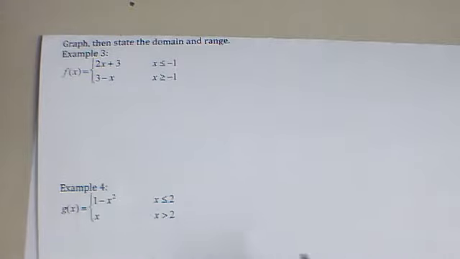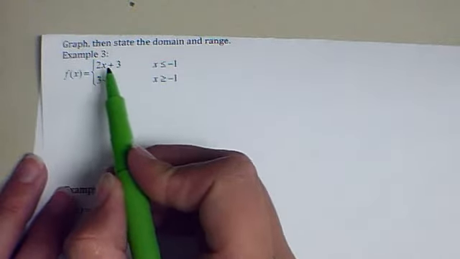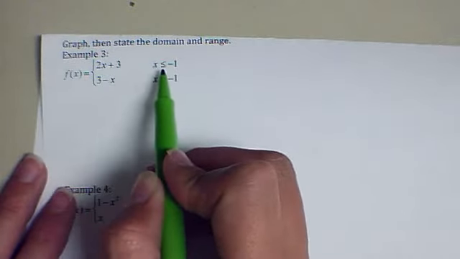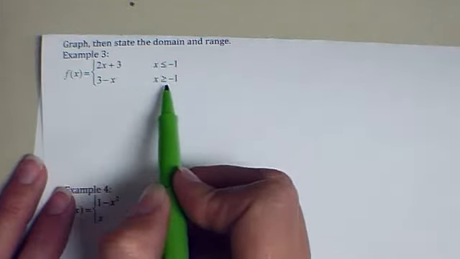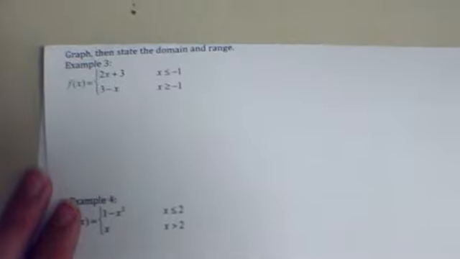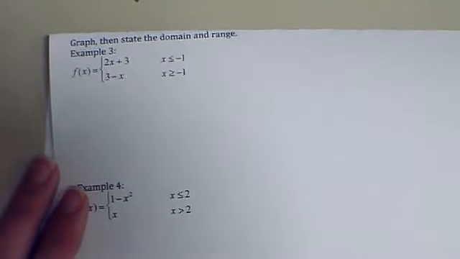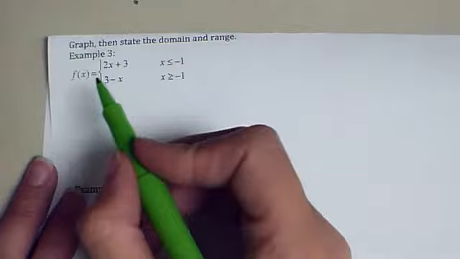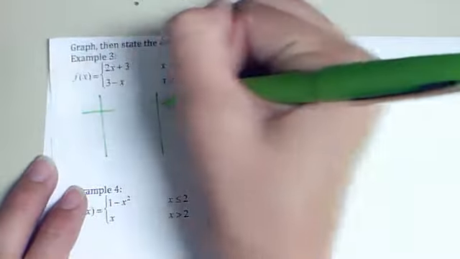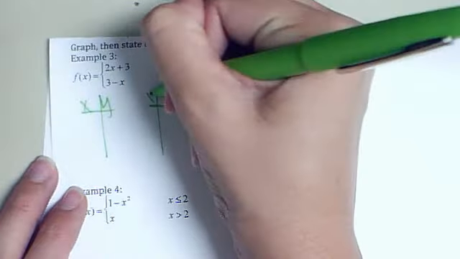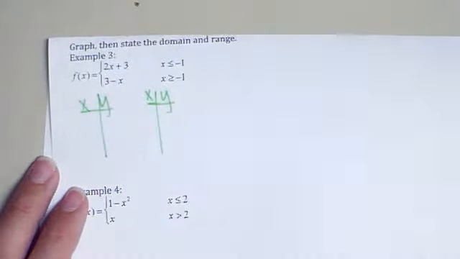So for this first one, you will notice that f of x is 2x plus 3 when x is less than or equal to negative 1, and f of x equals 3 minus x when x is greater than or equal to 1, meaning on these 2 different domains, something different is happening. The first half is this piece, the second half is this piece. I'm going to go ahead and make 2 tables. That's always going to be your first step, x and y, because there's 2 pieces to this graph.